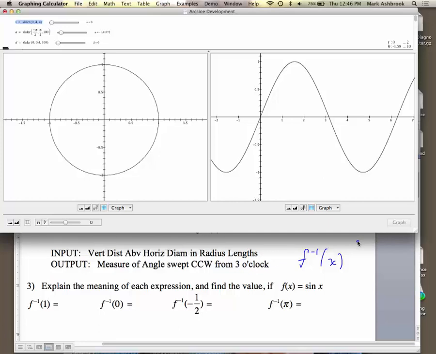Wait, no calculators. Put your calculators away. You're using the unit circle. You need the unit circle. No calculators. You're thinking about what the input means and what the output means, and you're remembering from your unit circle. So you're going to get all messed up if you use your calculator, okay?